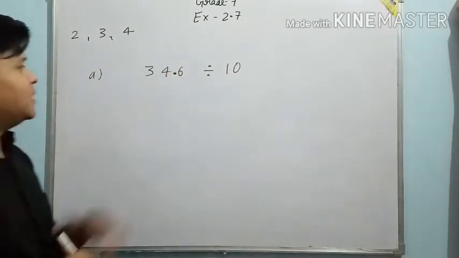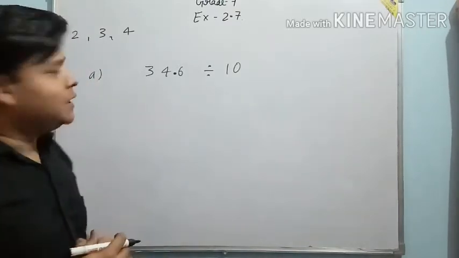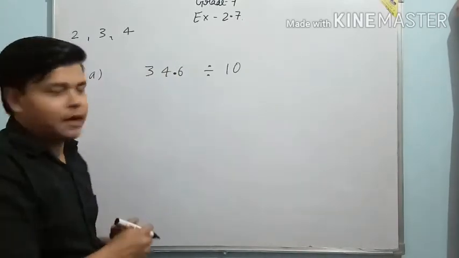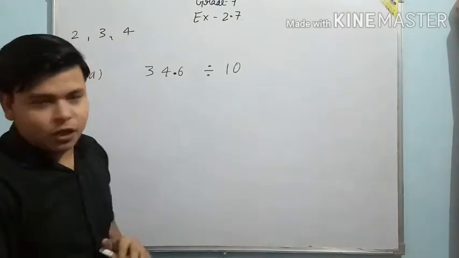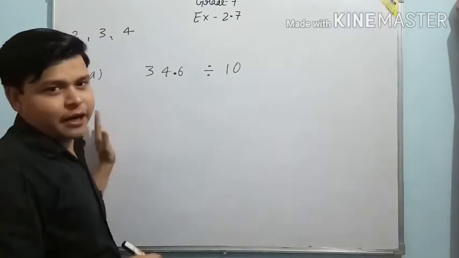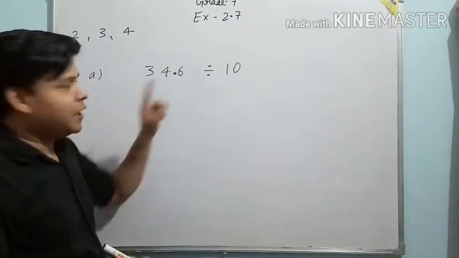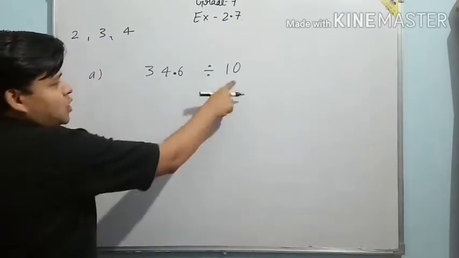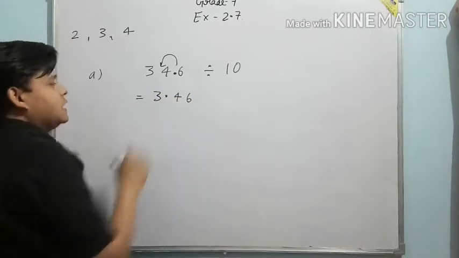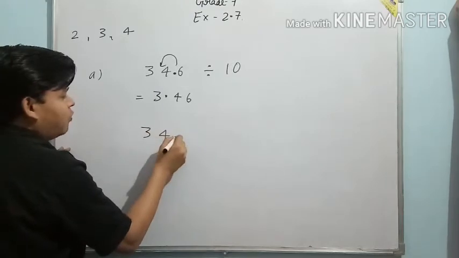Children, always remember that whenever we have a decimal number and we are going to divide this by either 10, 100 or 1000, how do we divide? We just simply shift the decimal to the left side, right? For example, here I want to divide this by 10. As 10 has only one zero, you will shift the decimal by one digit to the left side. So the answer is 3.46, right?